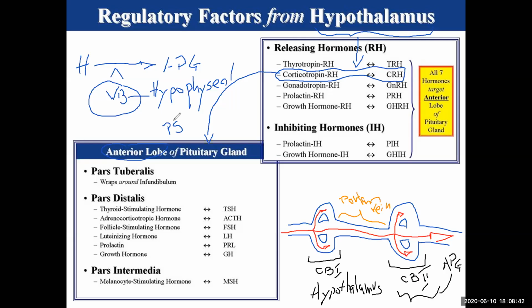So every portal system consists of back-to-back capillary beds. The first capillary bed is located in the hypothalamus. The second capillary bed is located in the anterior lobe of the pituitary gland. So the hypothalamus releases regulatory factors into CB1, and they travel through the portal vein to CB2, which perfuses the anterior lobe of the pituitary gland. And this is how the hypothalamus can control the release of the hormones coming from the anterior lobe of the pituitary gland.